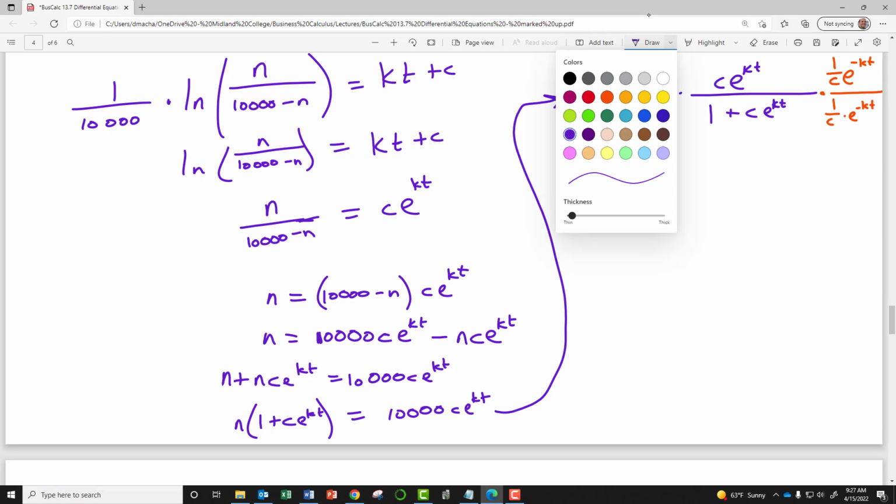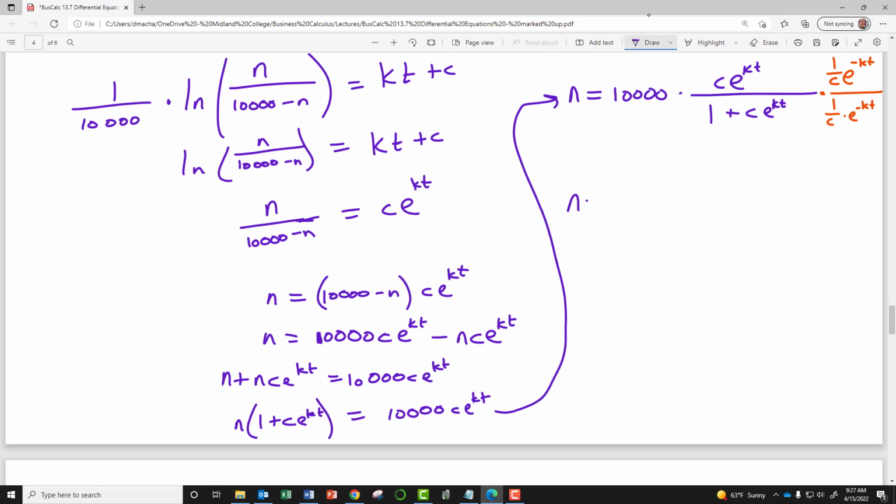So my new formula will be n is equal to 10,000 times, and then c over c is 1, and then the e to the kt times e to the negative kt is 1, so my numerator becomes 1. And then my denominator is going to be 1 over c times e to the negative kt plus 1. Right?